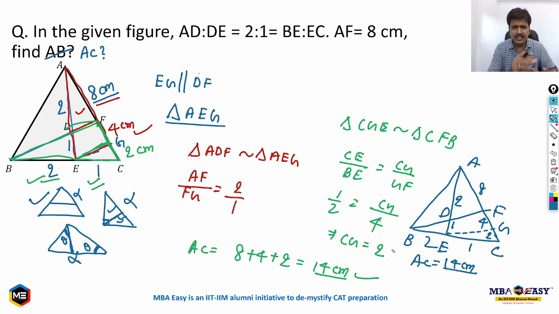A very easy question which can be done in seconds, provided you know how to complete the figure and you get the idea that this question is based on the similar triangle concept. So I hope you have gained something. The first takeaway is that sometimes questions are not complete. You have to complete the figure. Once you complete the figure, you will get the idea as to how to solve this question. So this was based on similar triangle concept.